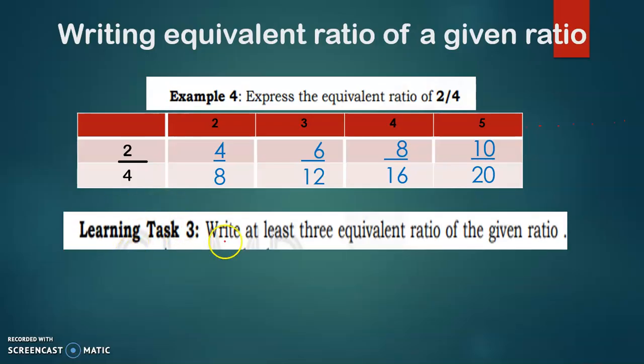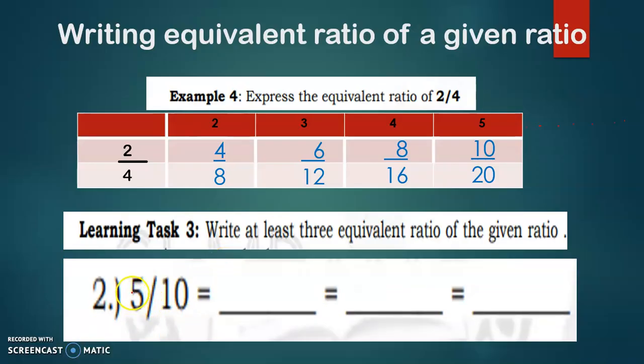Okay, learning task 3. Write at least 3 equivalent ratio of the given ratio. So, ganun pa rin ang gagawin natin. Okay, 5 is to 10. First, multiply by 2. 5 times 2 is 10. And then, 2 times 10 is just 20. So, the first equivalent ratio is 10 is to 20.